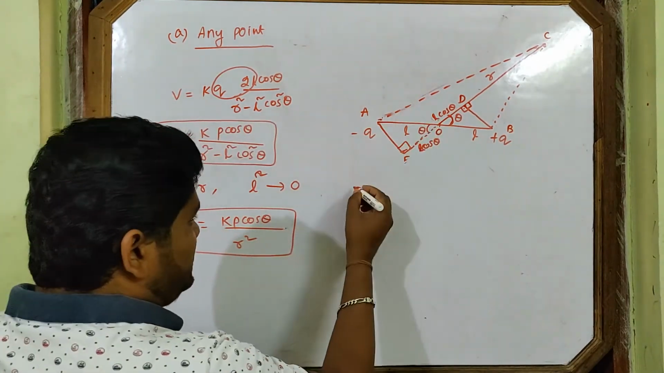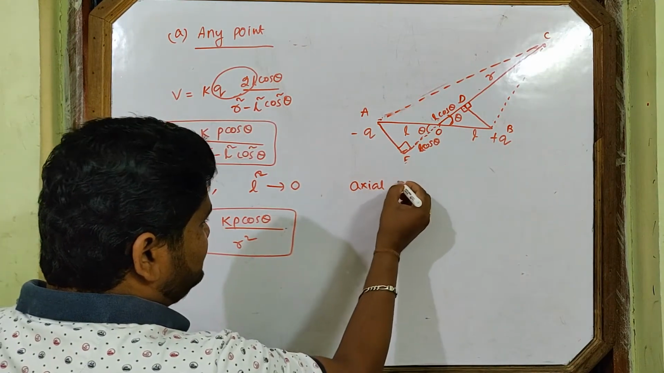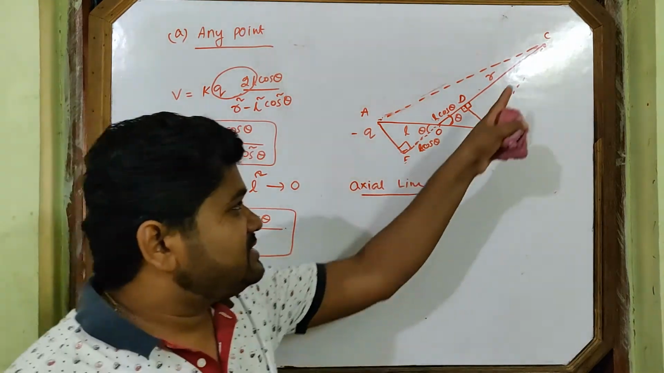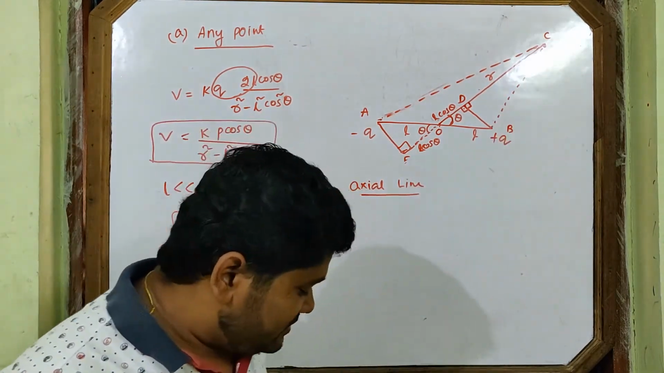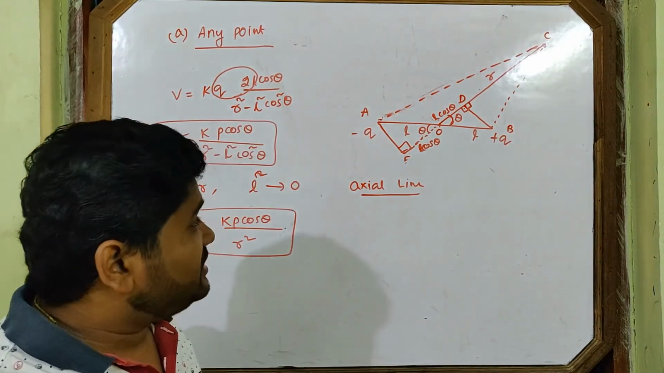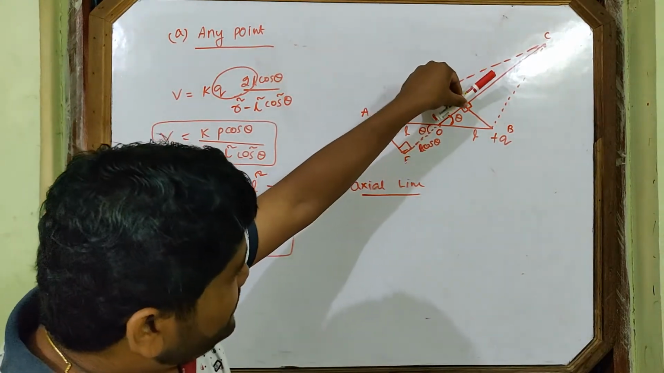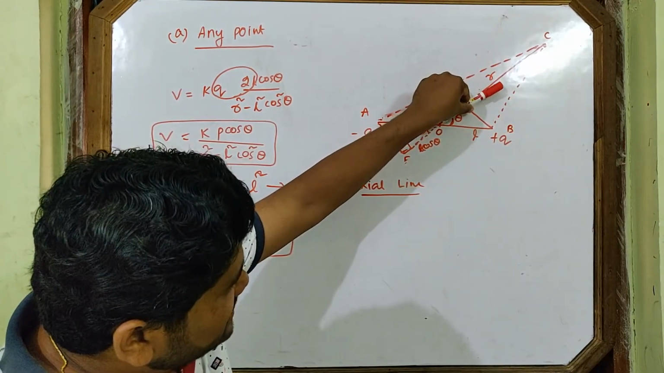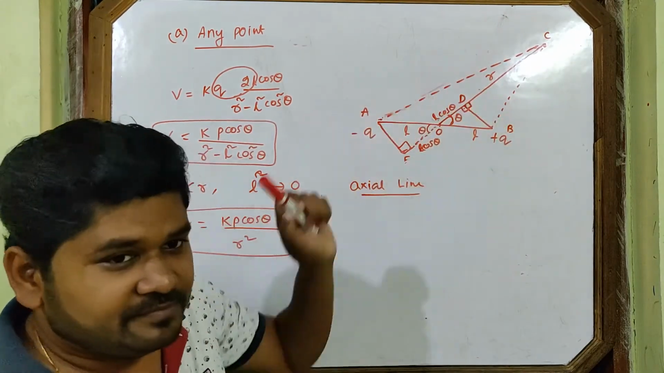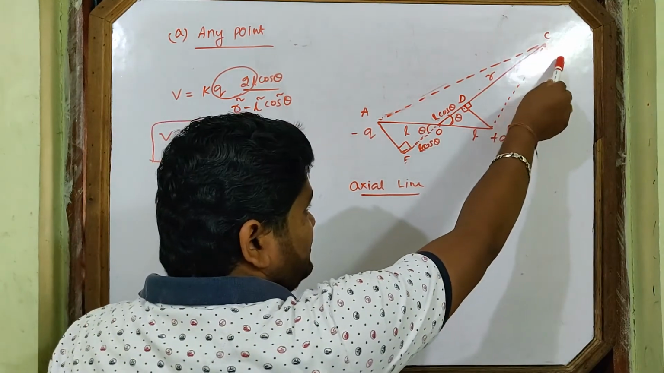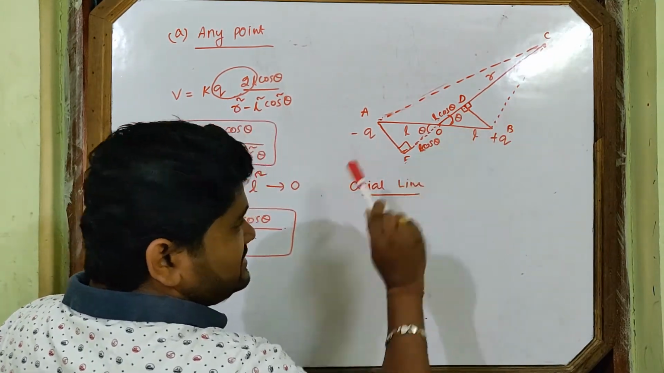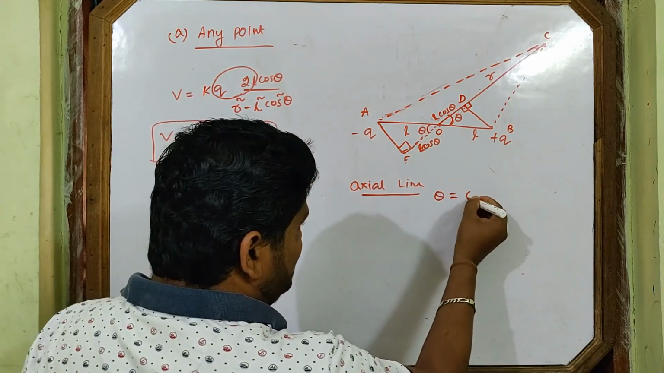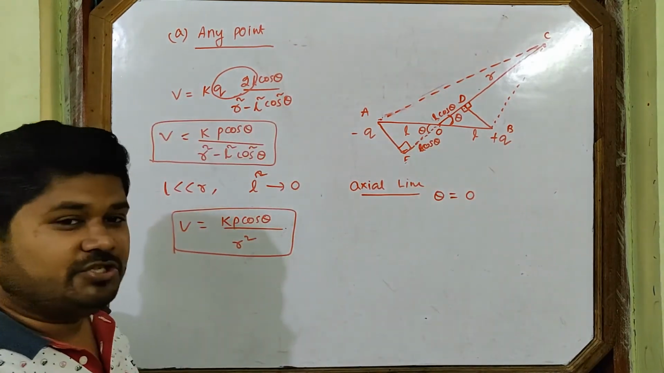Suppose this point now lies on the axial line. Okay, first we'll do case 1. This point C now lies on the axial line. You see, the point is here. If the point lies on the axial line, now see how this line will bend. This line will bend like this. Okay, point C will come here. Gradually theta will decrease, and finally when the point comes to the axial line, theta becomes 0 degree.